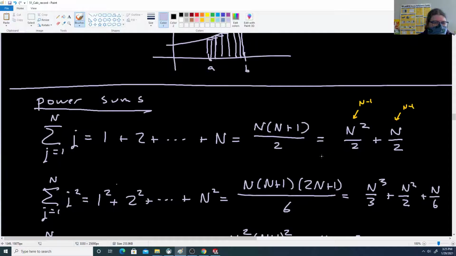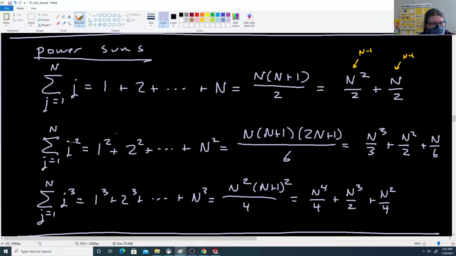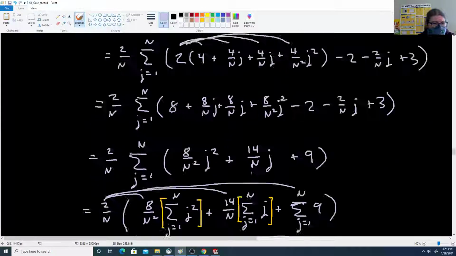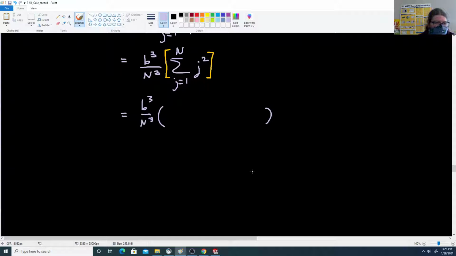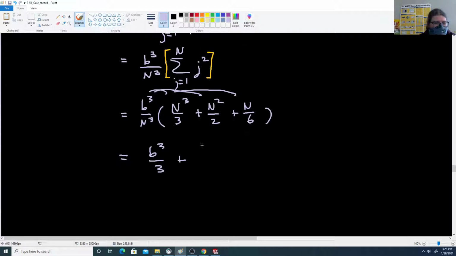And that power sum gave us back the one for squared. That gave us back n cubed over 3, n squared over 2, n over 6. So n cubed over 3 plus n squared over 2 plus n over 6. So I'm going to let this distribute to all of those. The n cubes cancel. We get b cubed over 3 plus here I get b cubed over 2n because 2 of the 3 n's cancel. There's still a single one below. And then out here I get b cubed over 6n squared.